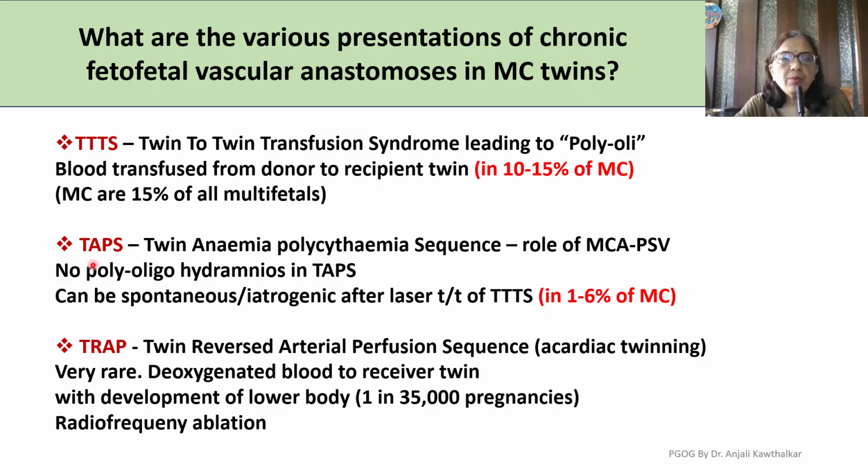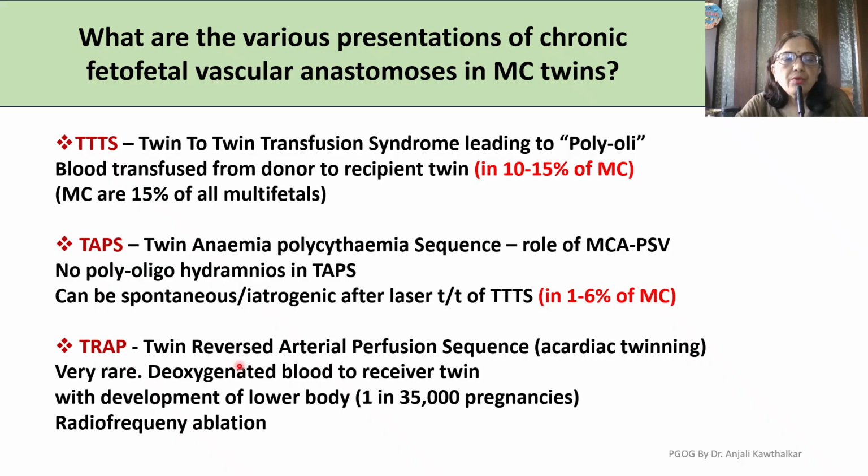TAPS is twin anemia polycythemia sequence. Here, for diagnosis, there is a role of middle cerebral artery peak systolic velocity. There is no polyhydramnios-oligohydramnios with TAPS. It can be spontaneous rarely, but usually it is iatrogenic after laser treatment of TTTS. It is observed in only 1 to 6% of monochorionic pregnancies.